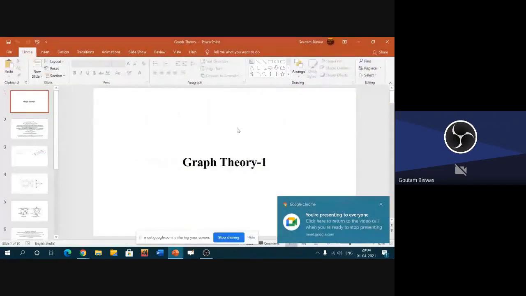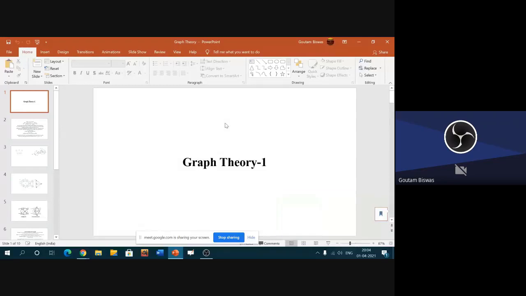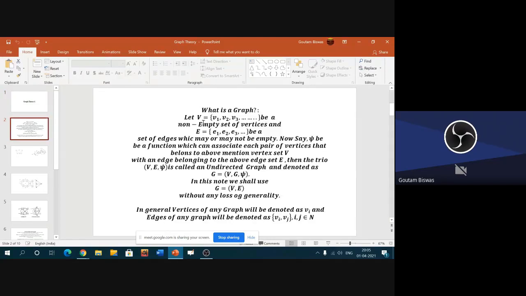Graph theory is a comparatively new subject. It was started in 1736 only. I think you have heard the name of Euler. Euler started it. During the classes, I will tell you something about the history. But graph theory mainly deals with the first slide: what is a graph? That is the first question.